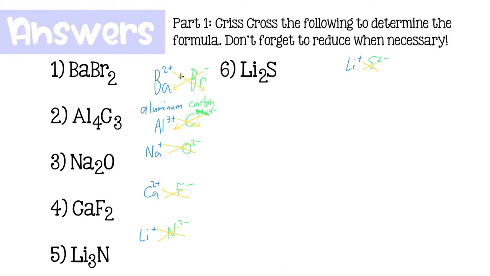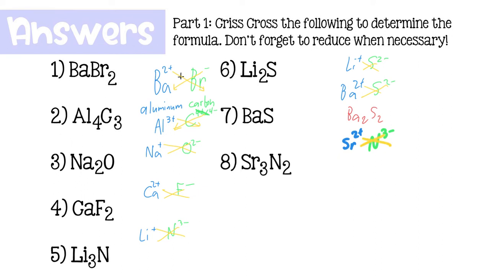Next is barium and sulfur. Barium has a +2 charge and sulfur has a -2 charge. When you crisscross these, you are left with Ba2S2. However, since both of them can be divided by 2, we get BaS. Next, we're going to do strontium and nitrogen. Strontium has a +2 charge and nitrogen has a -3 charge. When you crisscross these, you get Sr3N2.